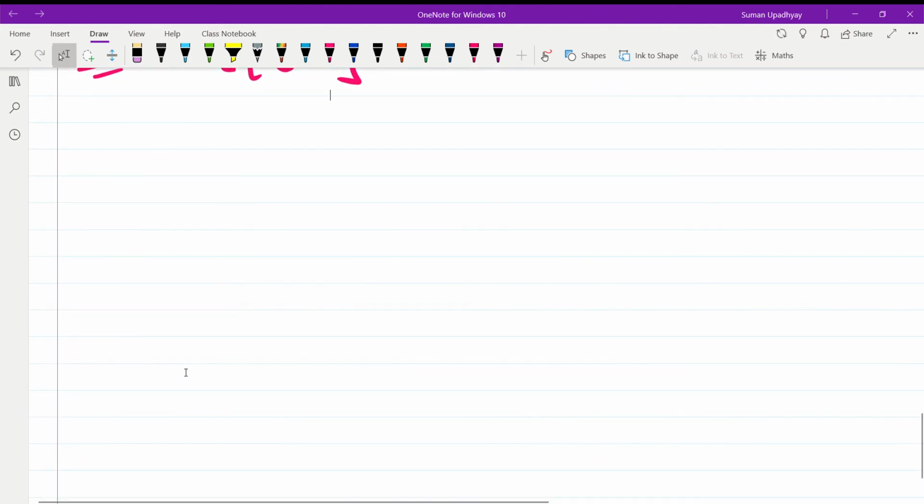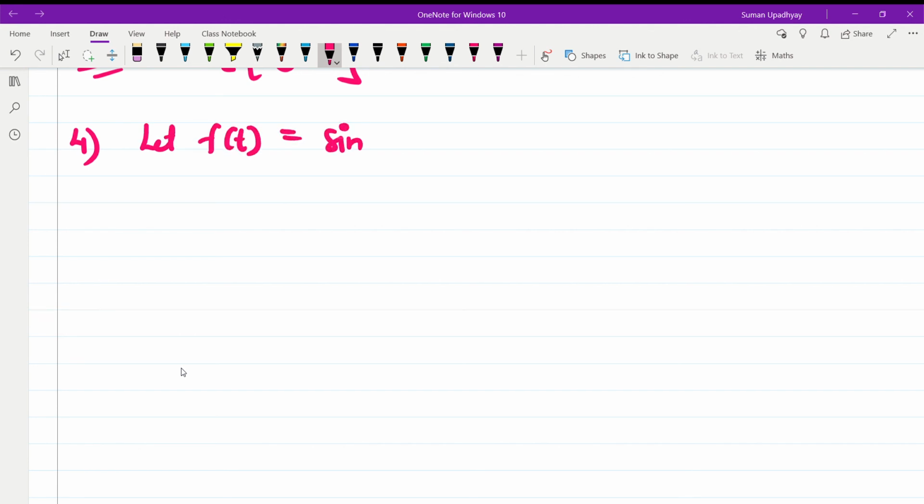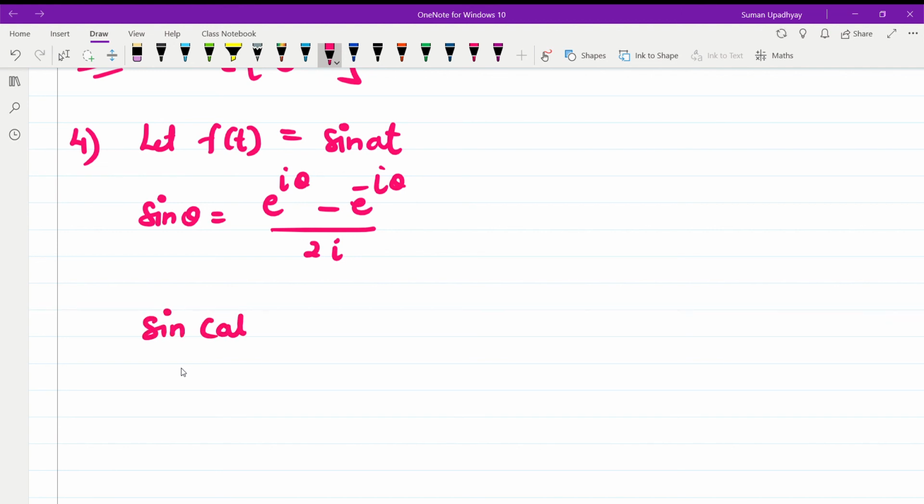Now let us proceed ahead and find out the Laplace transformation of the fourth function. I did the first two and the third I have given for homework, and the fourth one is: let f of t be equal to sine at. So what is the Laplace transformation of sine at that we are going to see. Now we already know that sine theta can be written in the form of e raised to i theta minus e raised to minus i theta upon 2i. So this formula I'm going to use to find out the Laplace transformation of sine at. So in place of theta I'm having at, so that I'm going to replace: e raised to iat minus e raised to minus iat, the whole divided by 2i.